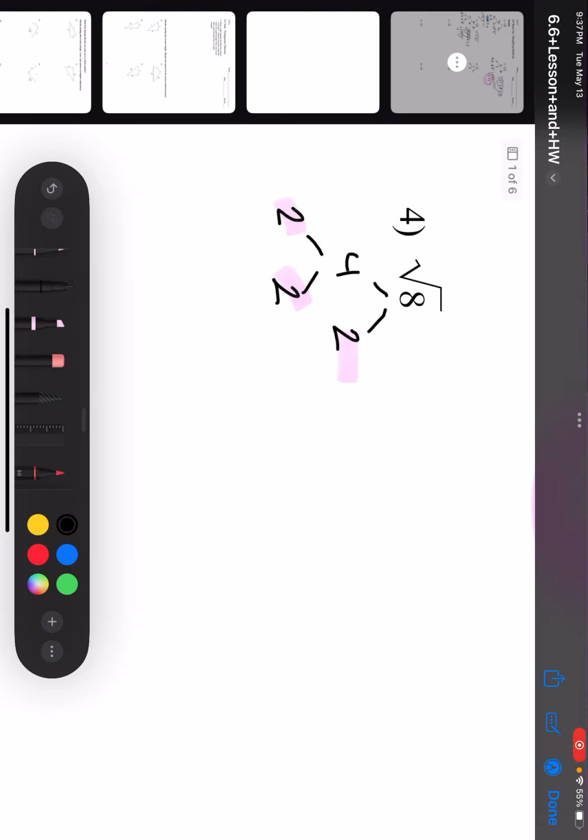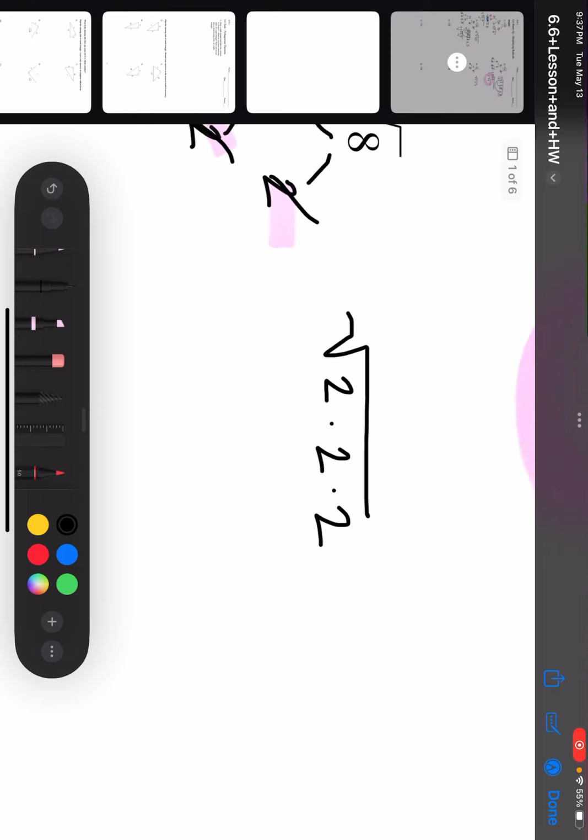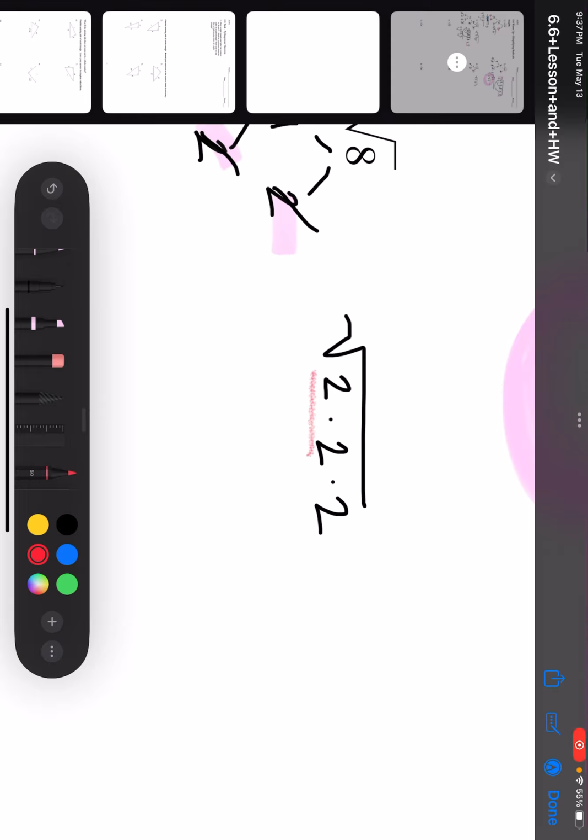Okay, now boom, let's write it out. We have 2 times 2 times 2. We use all of our 3 2s, right? Oh, we have twins. Guess what? They have to save one twin.